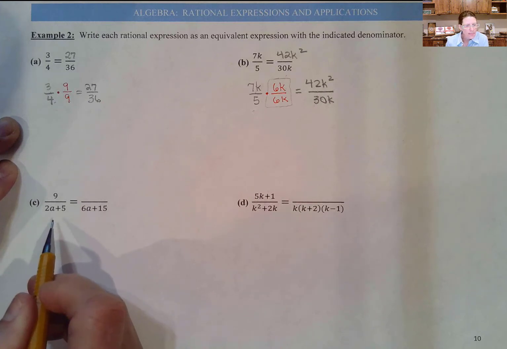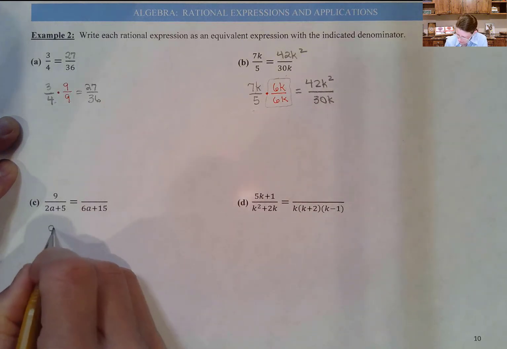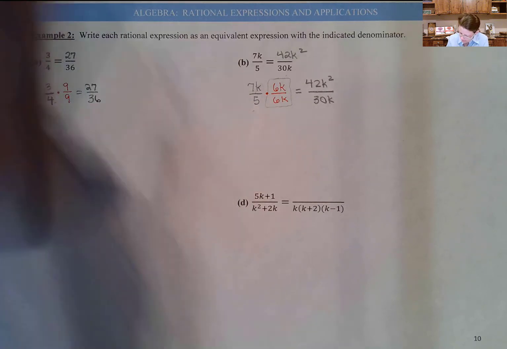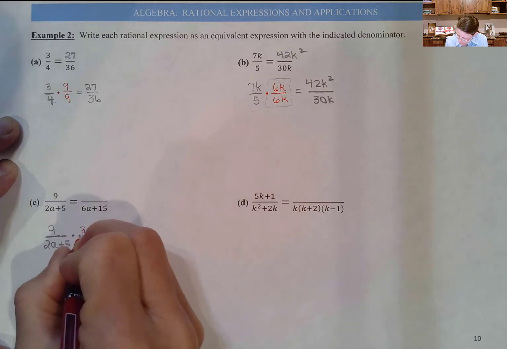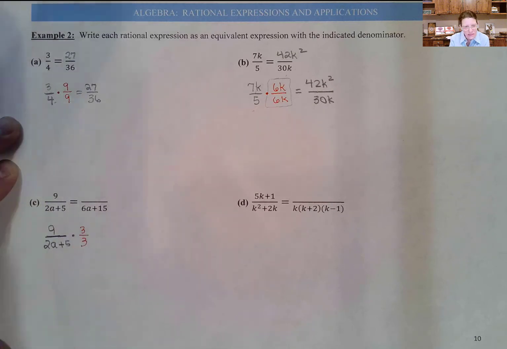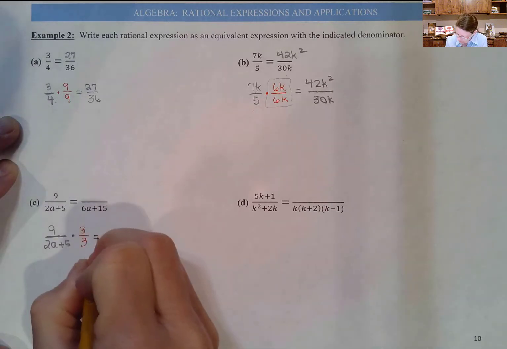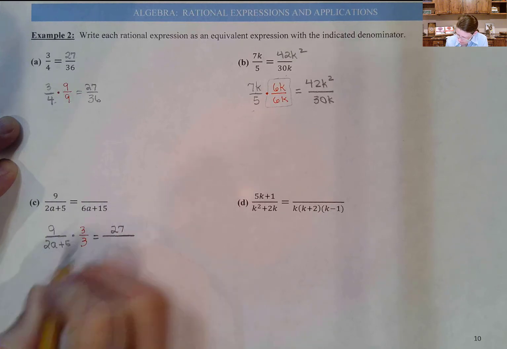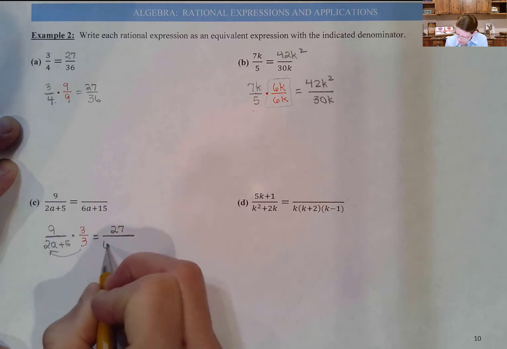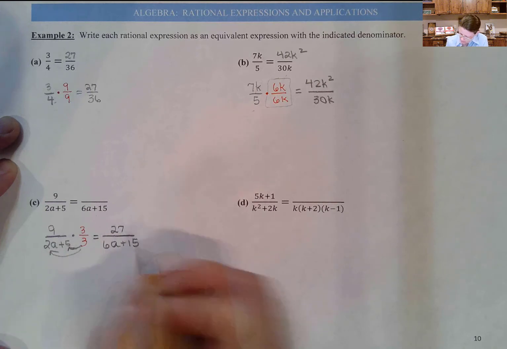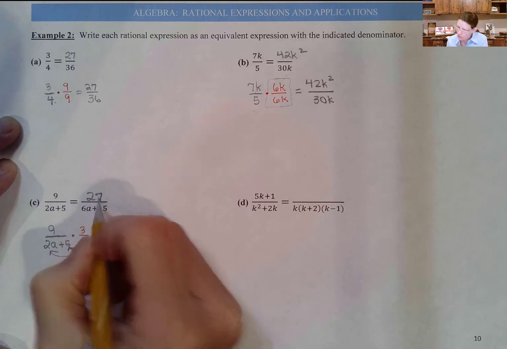Part C, 2a plus 5 is multiplied by 3 to obtain 6a plus 15, so do the same to the numerator. Equivalent fraction is 27 over, as you distribute, you see your 6a plus 15. So the blank above must be the number 27.